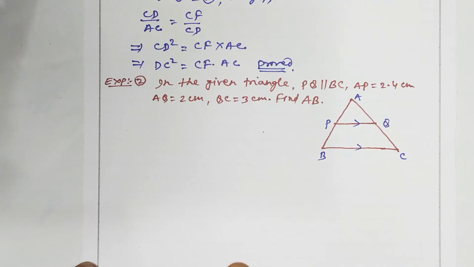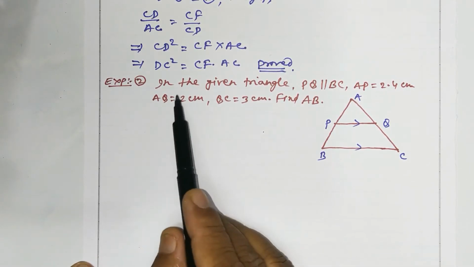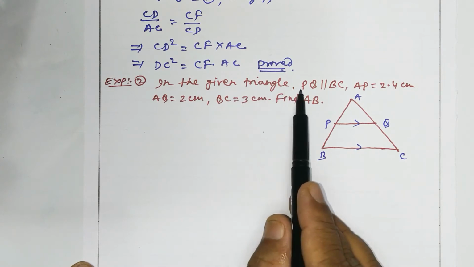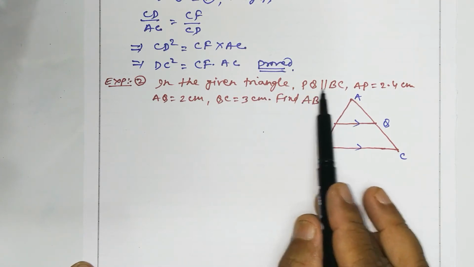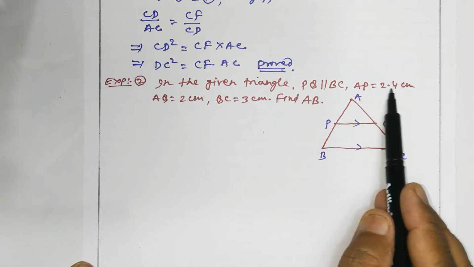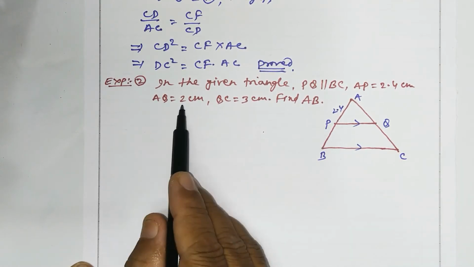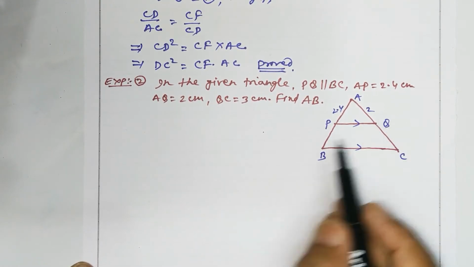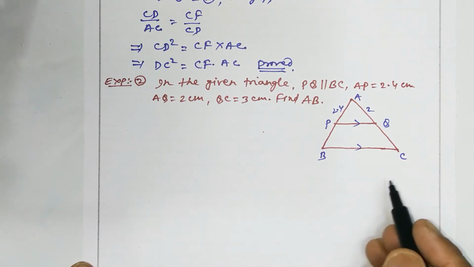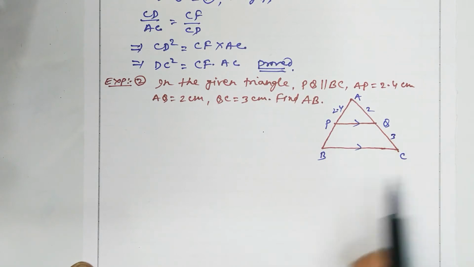Now I am taking one more example to show how we use the BPT to find values of parts of a triangle. Here we are taking example 2. In triangle ABC, PQ is parallel to BC, and the value of AP is 2.4 centimeter, AQ is 2 centimeter, QC is 3 centimeter. Then you have to find the value of AB.